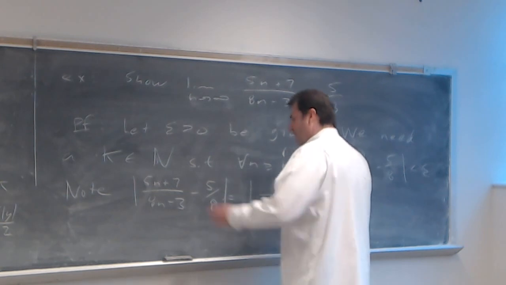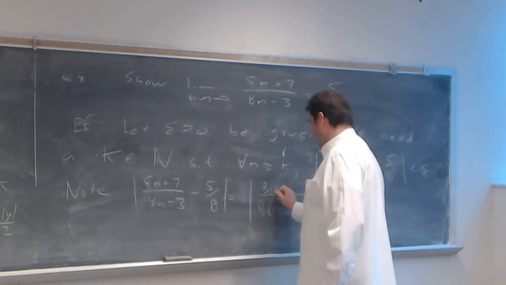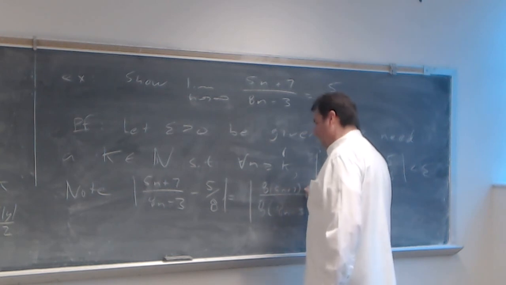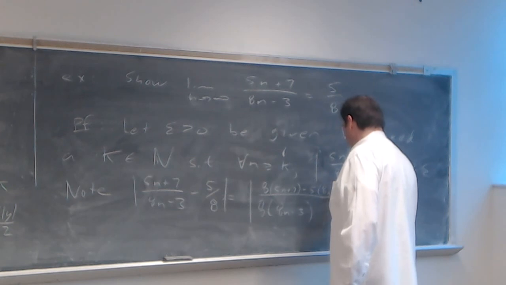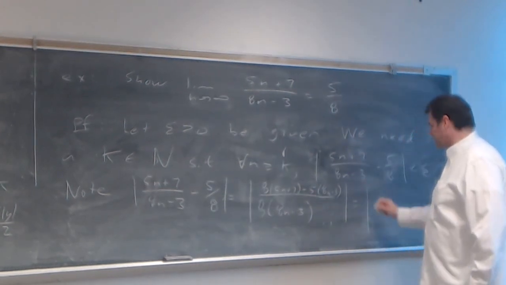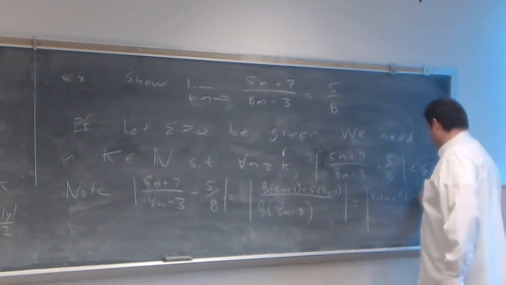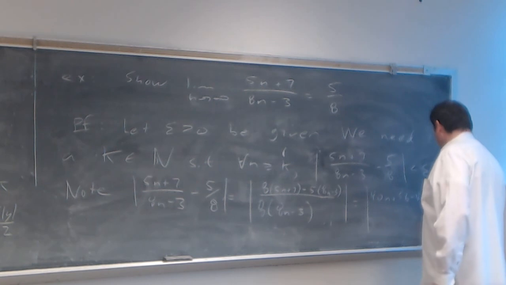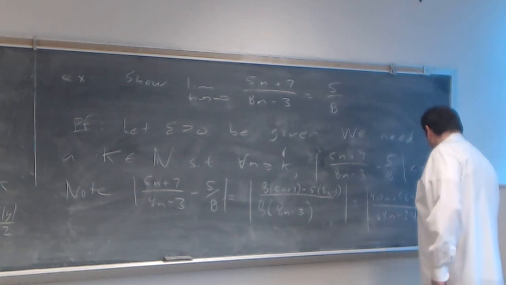And I'd have to multiply the first fraction by 8. So I'd have 8 times (5n + 7), and then minus 5 times the quantity (8n - 3). So that's the same thing as 40n + 56 minus 40n, plus 15, over this, let's make this 64n - 24. Golly, terrible.